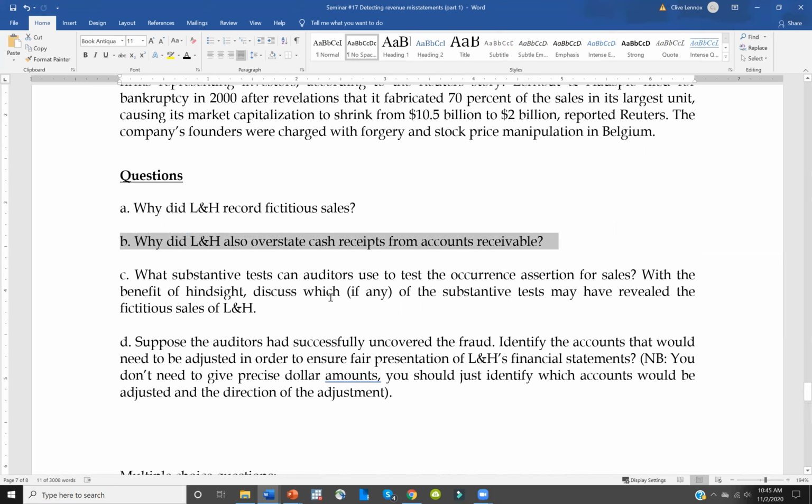Thirdly, what substantive tests can auditors use to test the occurrence assertion for sales? And with the benefit of hindsight, which of those substantive tests, if any, would have revealed the fictitious sales at Learnout and Houseby?